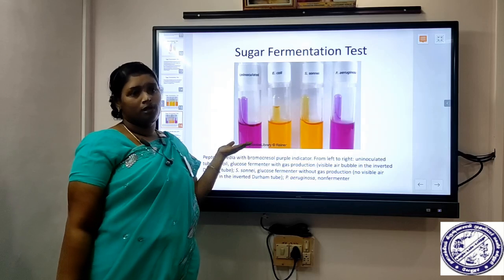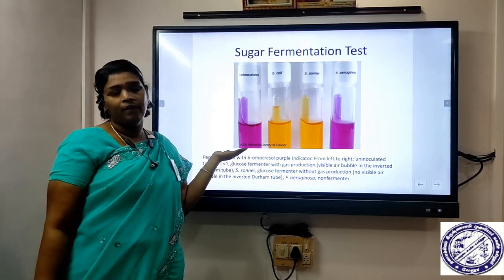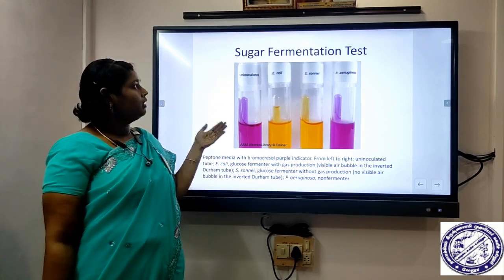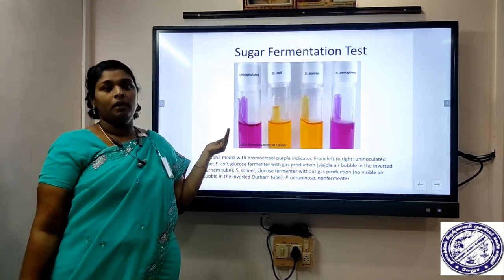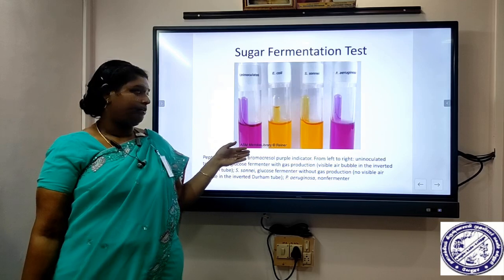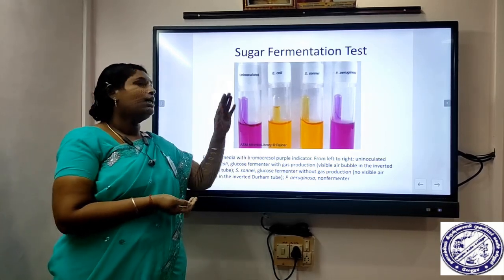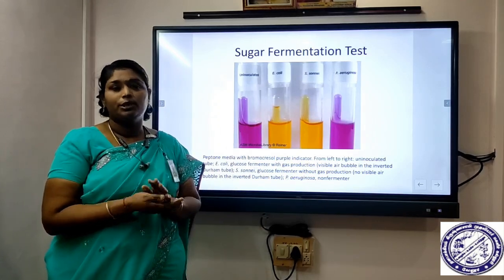So this is bromocresol purple. In the previous slide we have been seeing that phenol red has been used in the medium. Here bromocresol purple can be used as an indicator in the medium, but the same reaction will be formed. So when acid has been produced, the medium will definitely convert into yellow color.